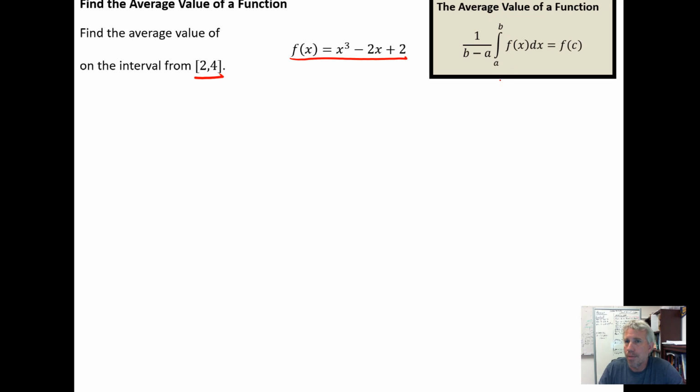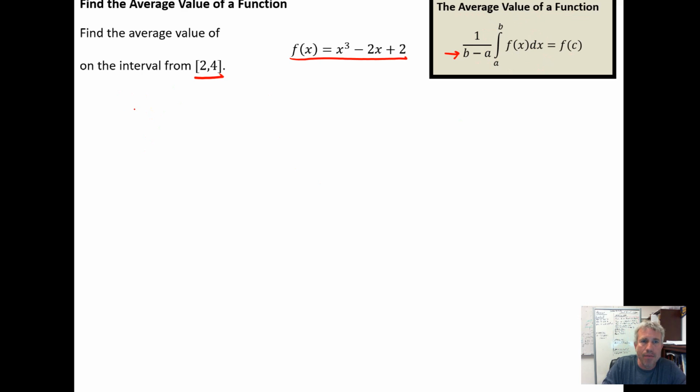And then what we want to remember from the previous video is that the average value of the function is just the area under the function divided by the length of the line segment over which you found the area. So 1 over b minus a is the same as dividing by b minus a. So we're going to go ahead and set this up.